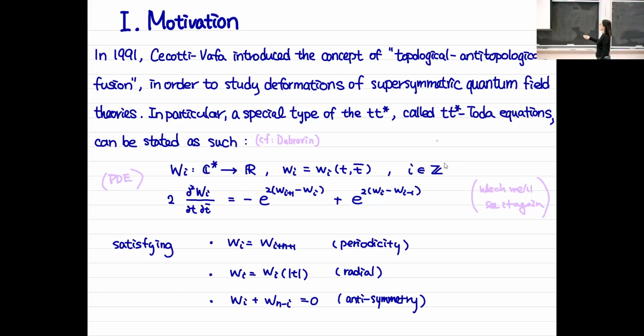So i is an integer, so w0, w1, and so on all the way. It's periodic, so w0 will be the same as w_{n+1}. It is radial and has an anti-symmetry, so w_i plus w_{n-i} is 0.